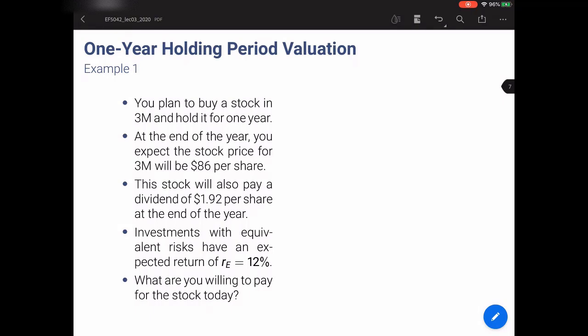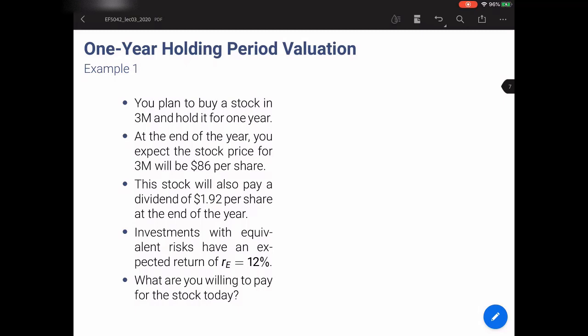First bullet point, you plan to buy a stock in 3M, and we're going to hold it for 1 year. To give you a little bit of background, 3M is a conglomerate in the United States. It manufactures not only Scotch tape and office supplies, but also produces medical devices. They have over 50,000 products essentially, so it's a huge conglomerate. At the end of the year, you expect the stock price for 3M to be $86 per share. The stock will also pay a dividend of $1.92 per share at the end of the year.